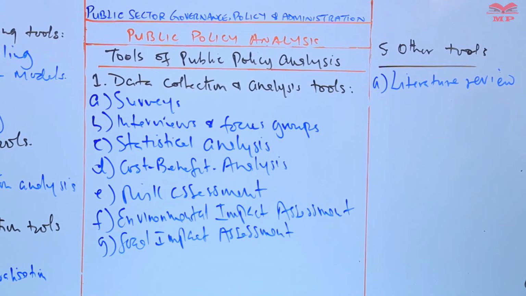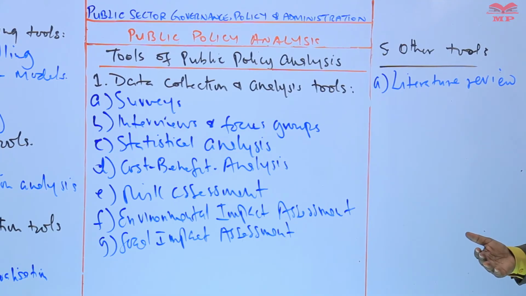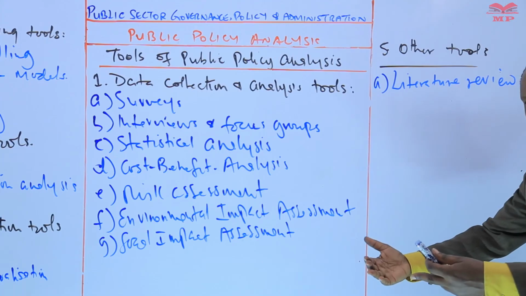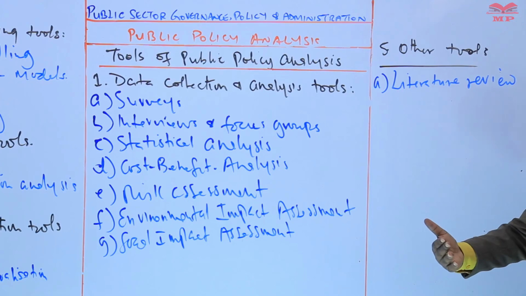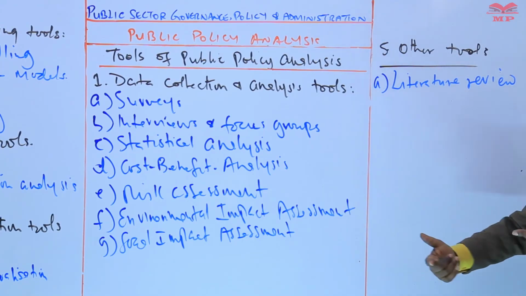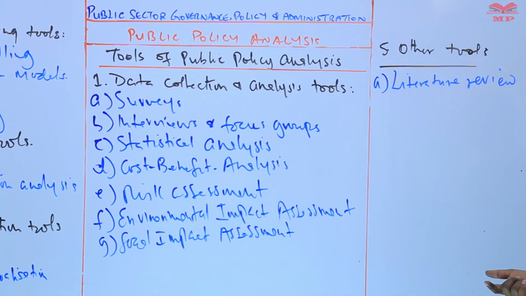Literature review is a systematic review of the existing research and literature on a policy issue. You understand? It is the existing research and the existing literature or information on a policy issue. That's what we are referring to as literature review, a tool that is used in public policy analysis.